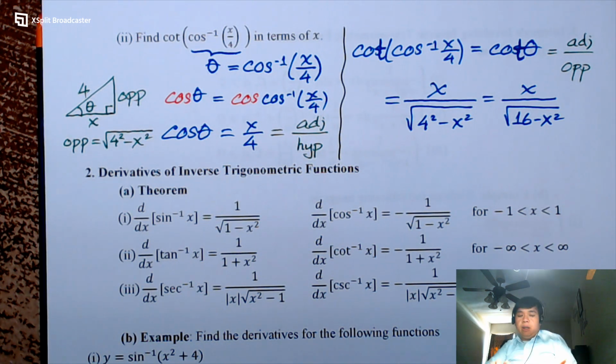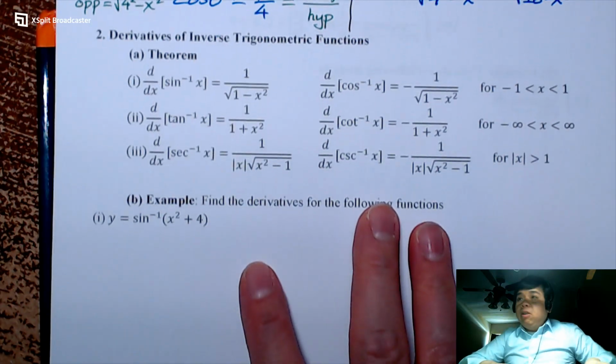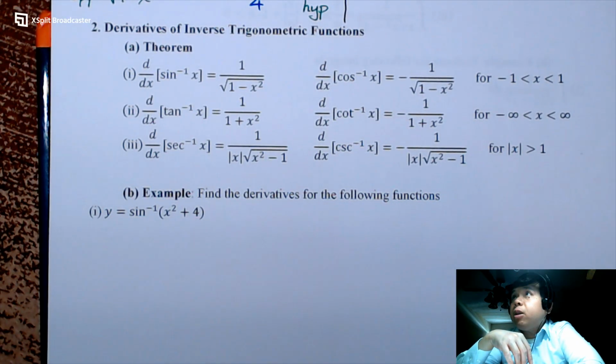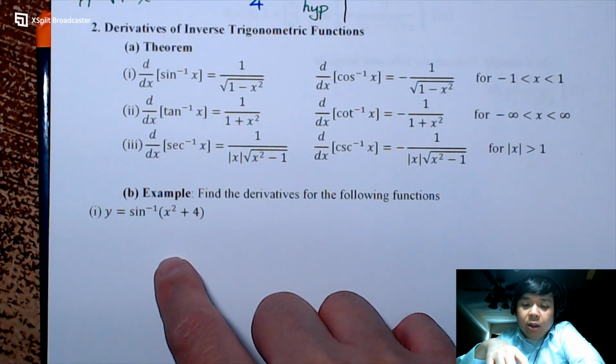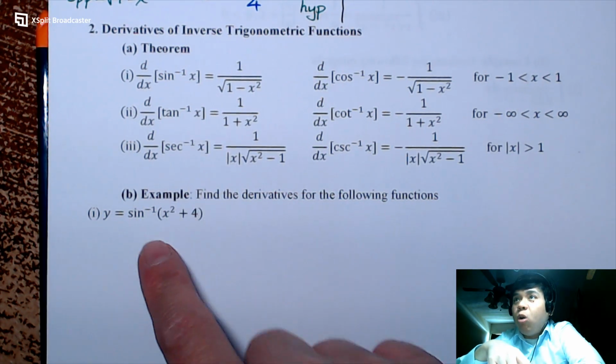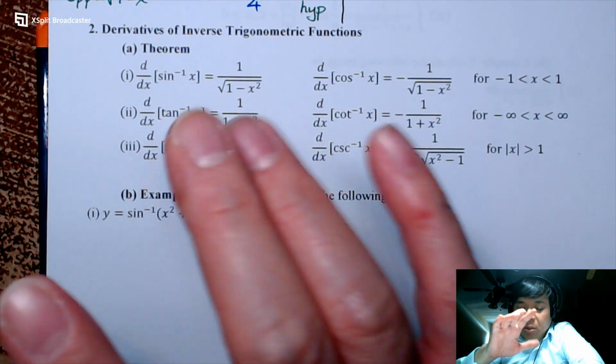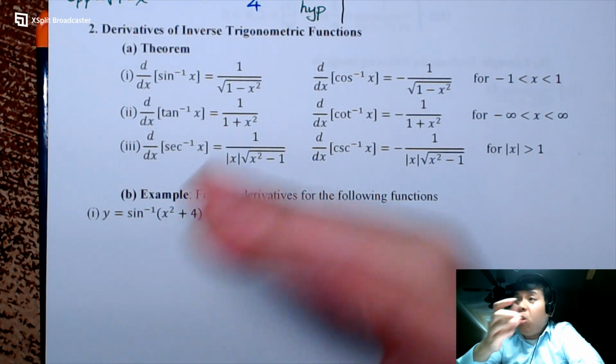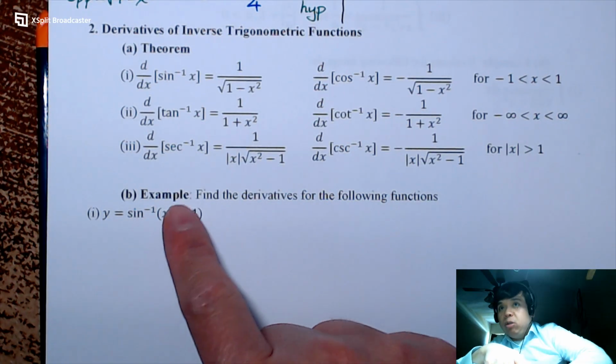Okay. So now we have derivatives of inverse trigonometric functions. So that will be the formula. If you memorize the formula, oh, good. But there's another way to find the derivative of this without the formula.